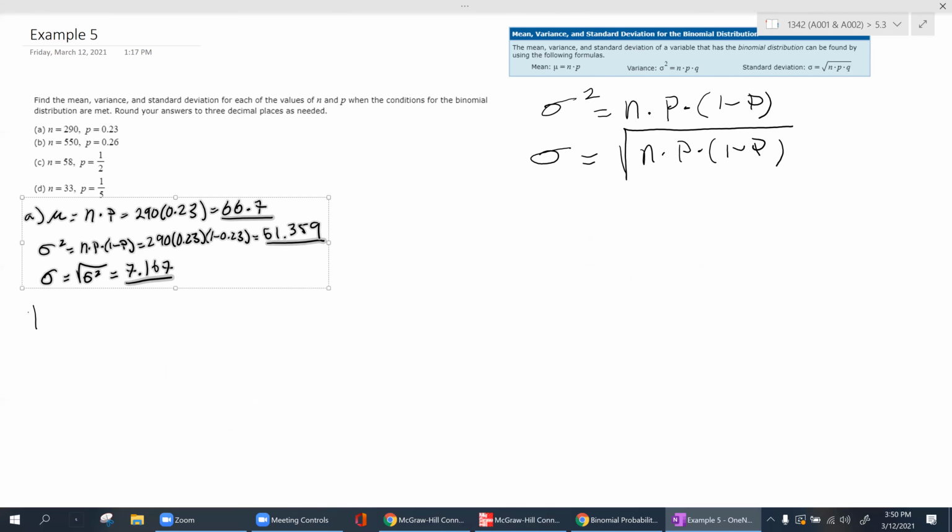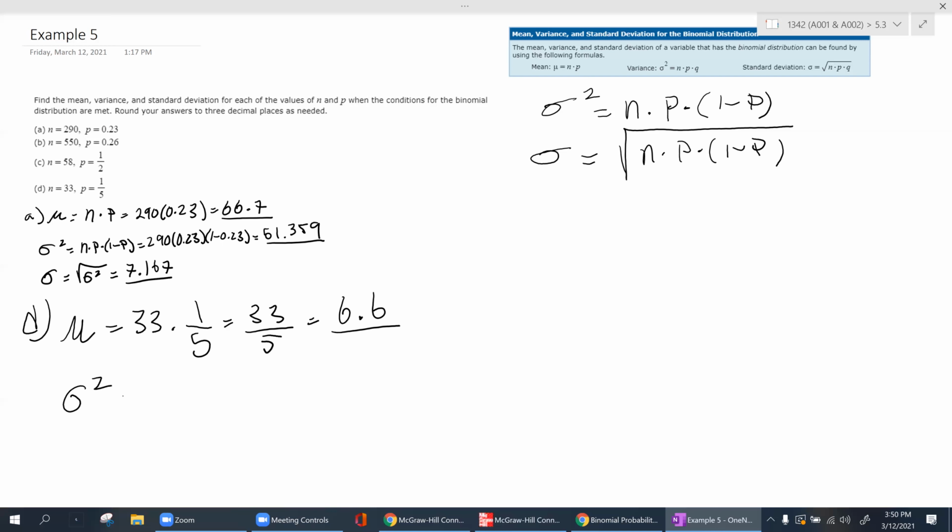Let's go ahead and do D. D for David. My mean is going to be n times p, so this is 33 times 1 over 5, which is 33 over 5, which gives me 6.6. My variance is just n times p times 1 minus p. Let me go ahead and plug that into my calculator.